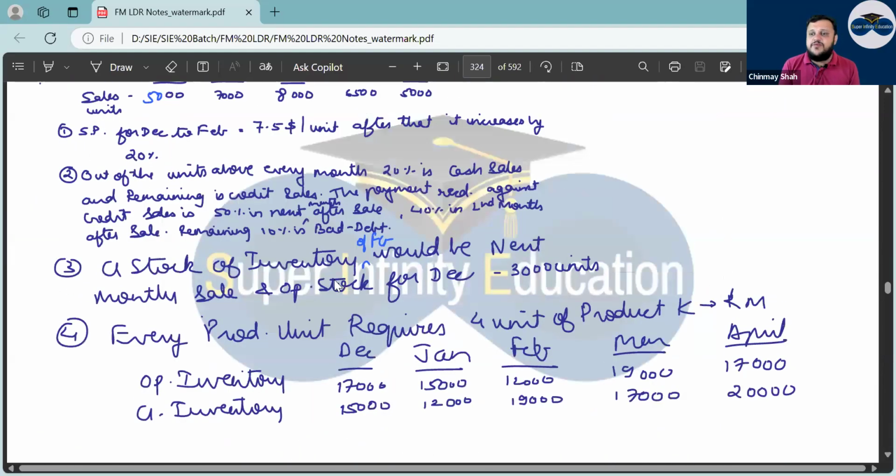Always remember that production cost will apply on production units, not on sales units. But selling cost will apply on sales units and not on production units. These are concepts which are very basic and fundamental. You should remember these, correct?